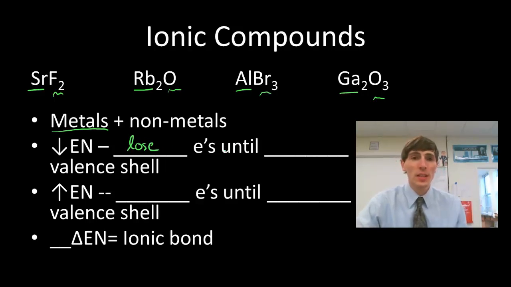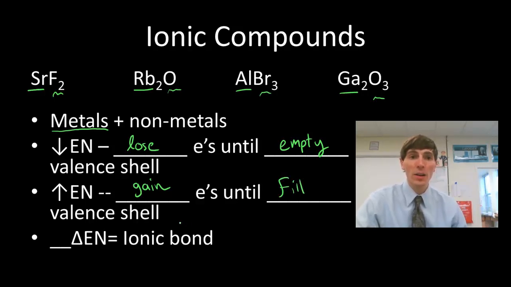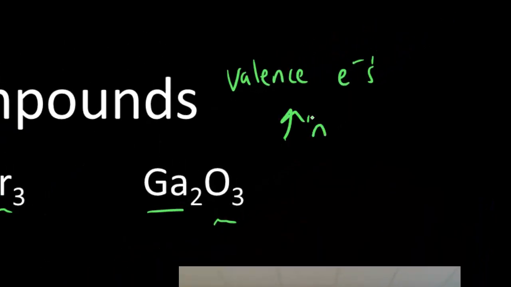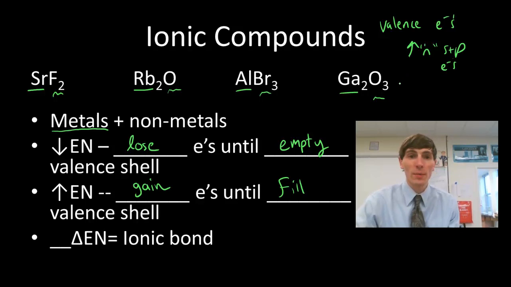And they're not just going to lose any random number, they're going to lose electrons until they completely empty their outermost valence electron shell. Nonmetals are kind of the opposite. They have really high electronegativity values, so they're looking to gain electrons until they fill their outermost valence shell. And remember, when we're talking about valence electrons, we're talking about the highest energy level S and P electrons. So we're filling that outermost energy level, or we're emptying it.